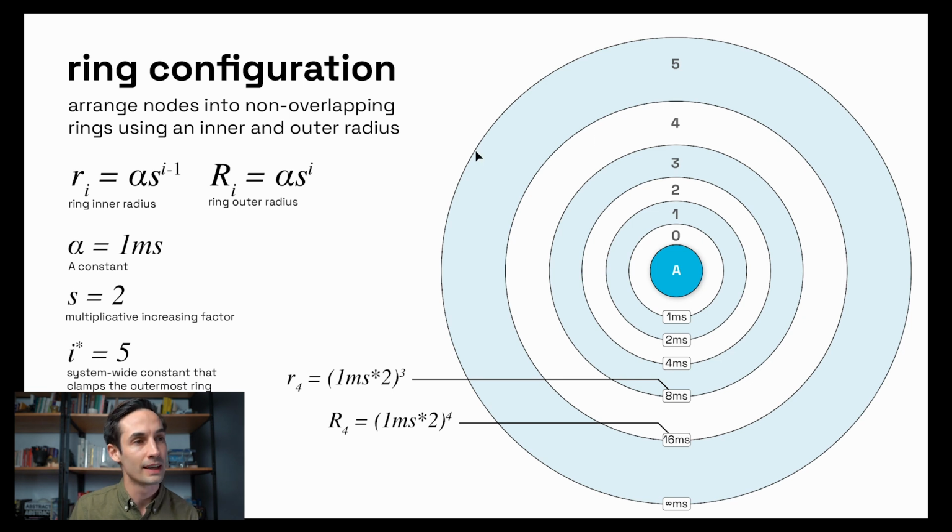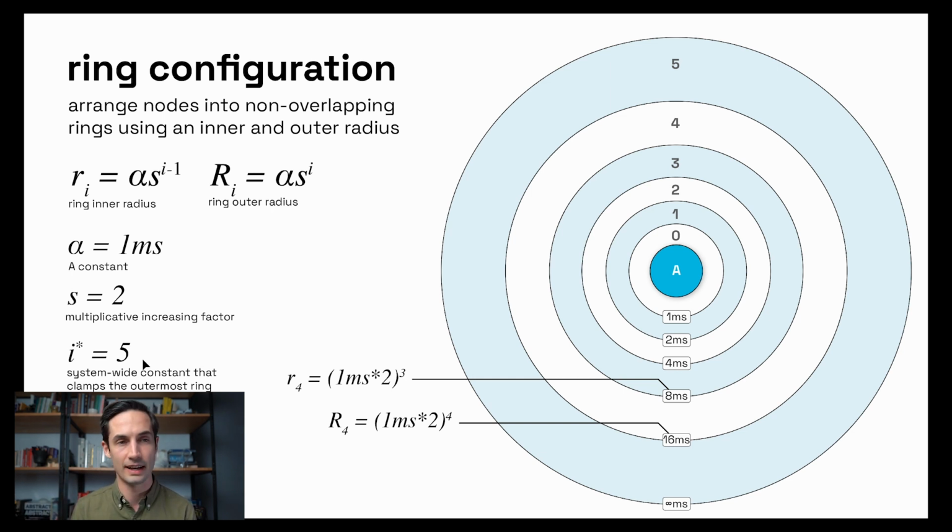And we have a couple of constants that drive the configuration of the whole system of rings. There is a constant for the time in milliseconds. Then there is a multiplicative increasing factor, which they've subbed in as 2. There is the clamping constant, which is basically how many rings you are going to have. In practice, the test runs of Meridian used 9.